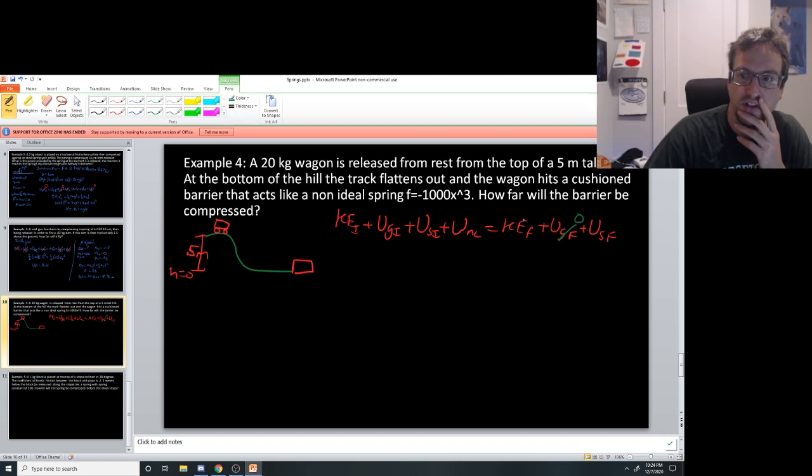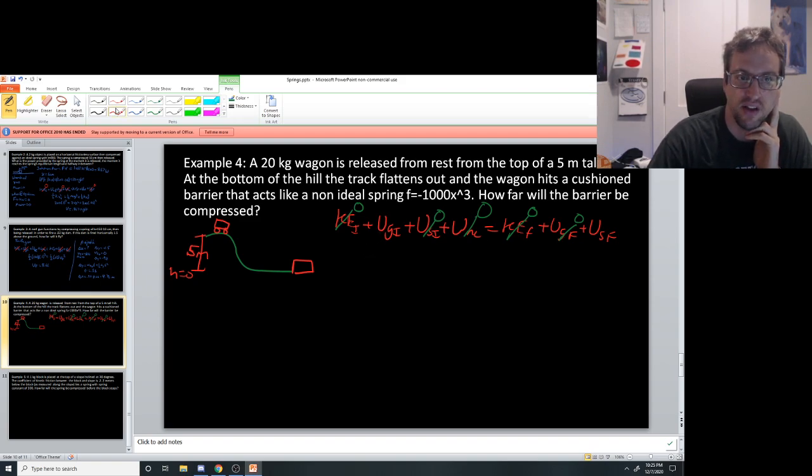Okay. Kinetic energy final, max compression. How far will it be compressed at max compression? Velocity 0. Starts at rest, 0. Spring, not compressed to begin with. No friction, right? There's probably a little bit of friction, but because it's on wheels, we can probably say that it's not going to be a big deal. So that's 0. So I've just got this.